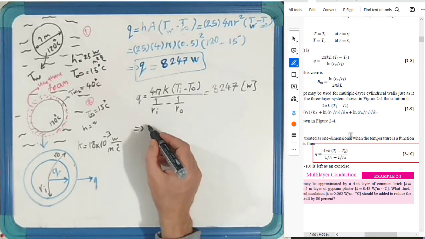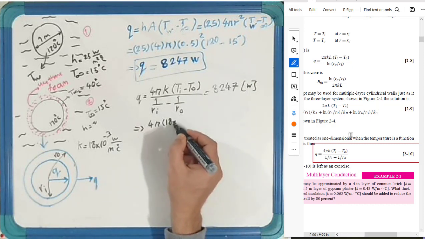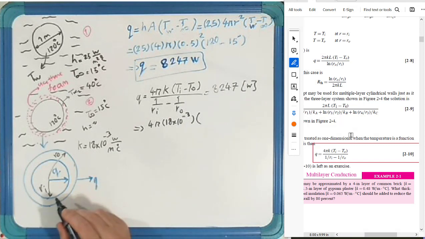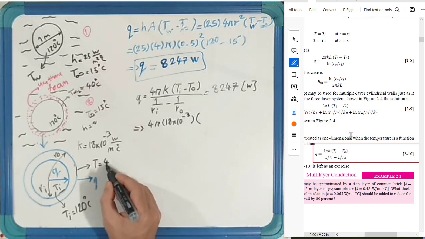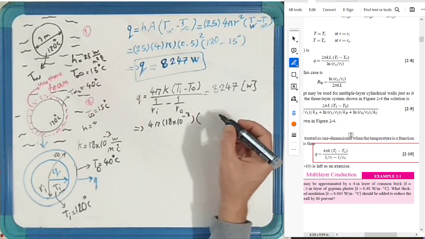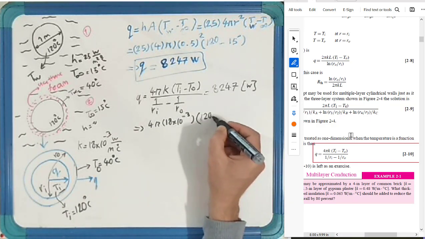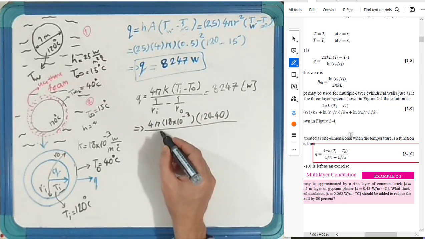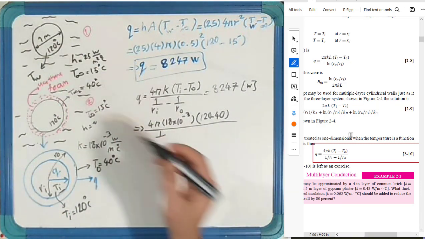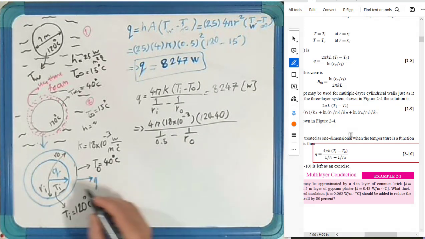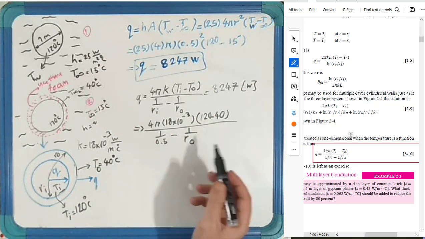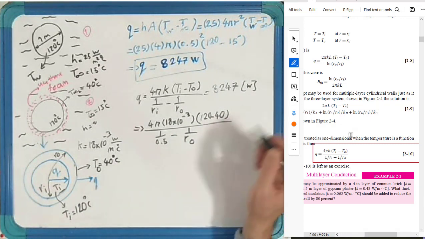Then 4 pi, 18 multiplied by 10 to the minus 3. We know the temperature of this point, which is Ti, Ti equals 120 degrees Celsius, and this temperature shouldn't be more than 40 degrees Celsius. This is T out. Let me write it in our formula: 120 minus 40, divided by r in, which is this diameter. Let me write it in radius: 0.5 minus, I don't have r out, and I want to calculate it from this formula, and after that calculate the thickness of the urethane foam.